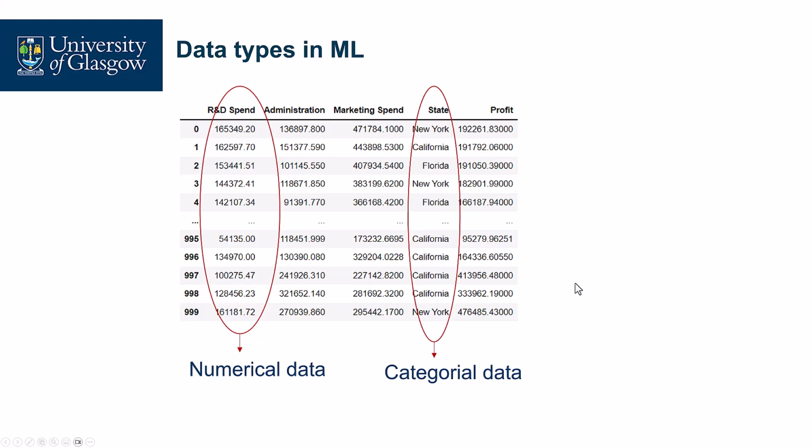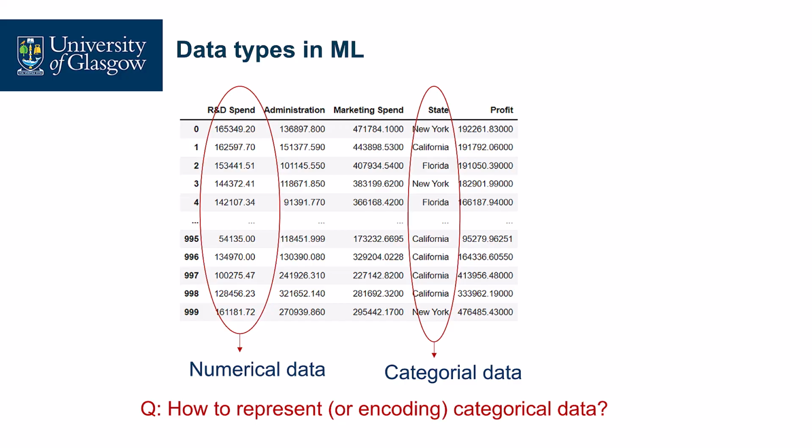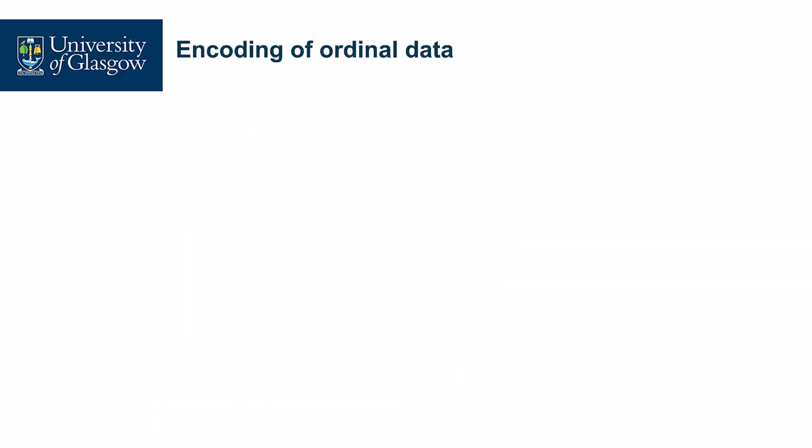Okay, so numerical data is quite straightforward for the machine learning algorithm to understand. But for categorical data, how do we represent them? So now we will talk about the encoding of categorical data. We have said that for binary data, it's easy, 0 or 1, right?